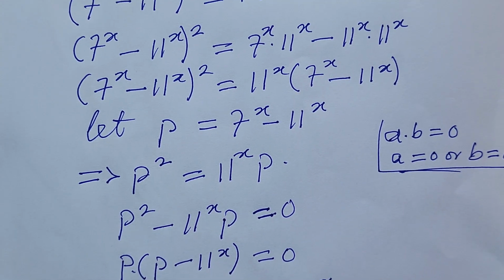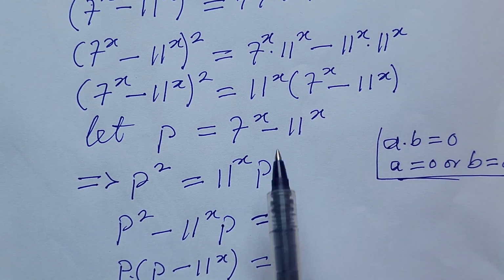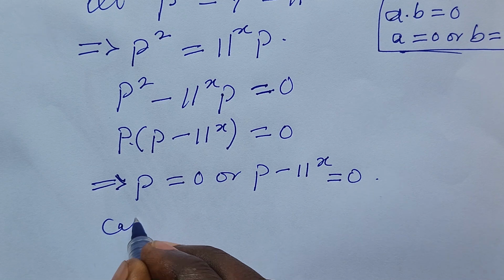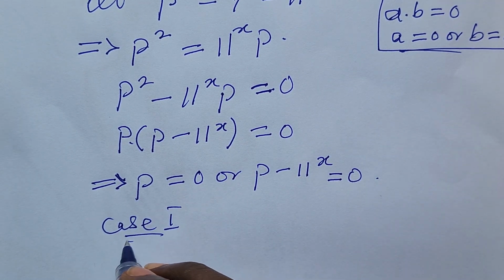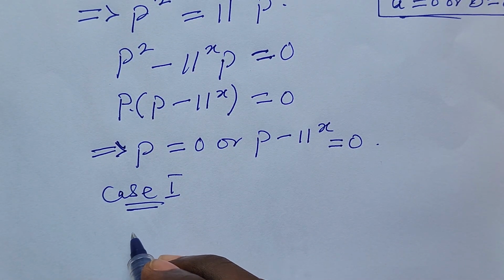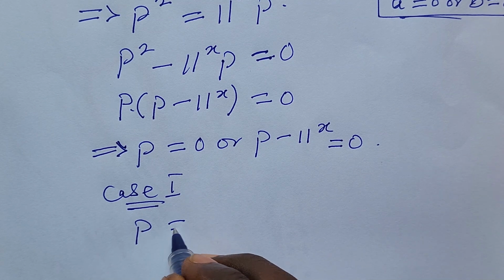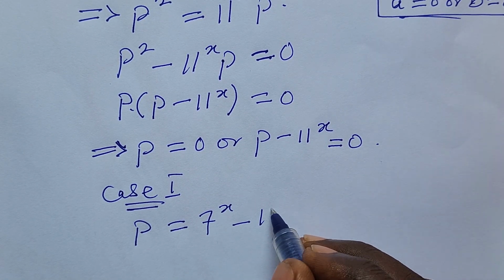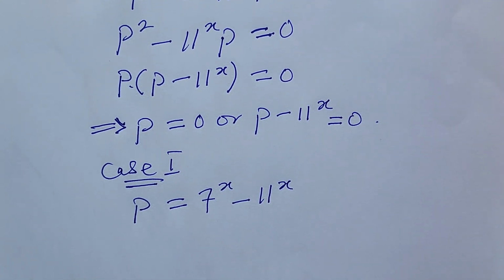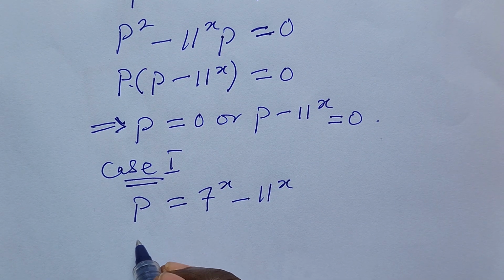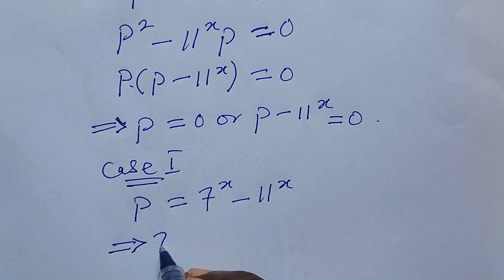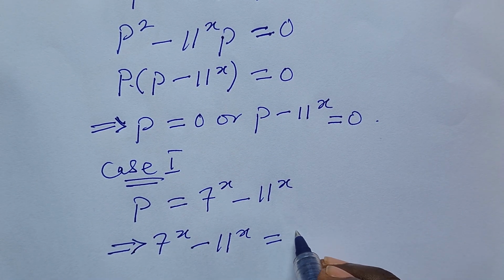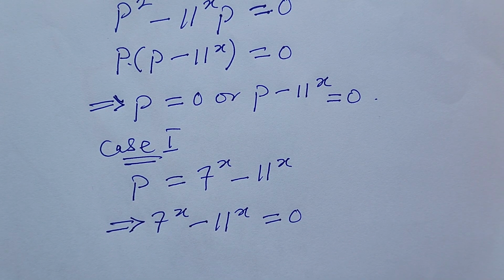Okay, so we have two cases here now. So let's recall where we said let p be equal to this. So let's take our case 1. From case 1, we're going to have p is equal to 7 to the power of x minus 11 to the power of x. So we equate this to 0, right? So this now implies that 7 to the power of x minus 11 to the power of x equal to 0.